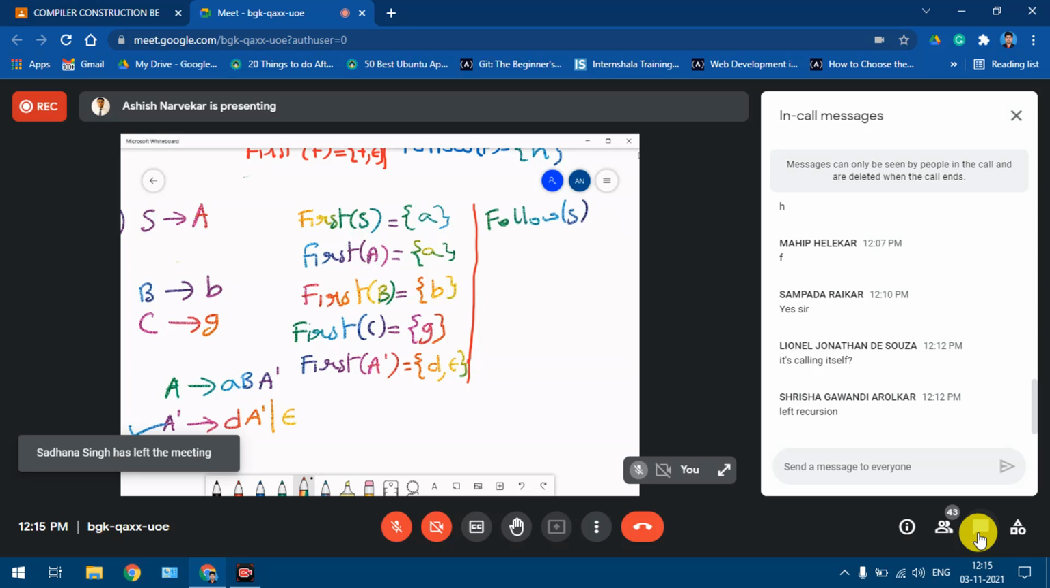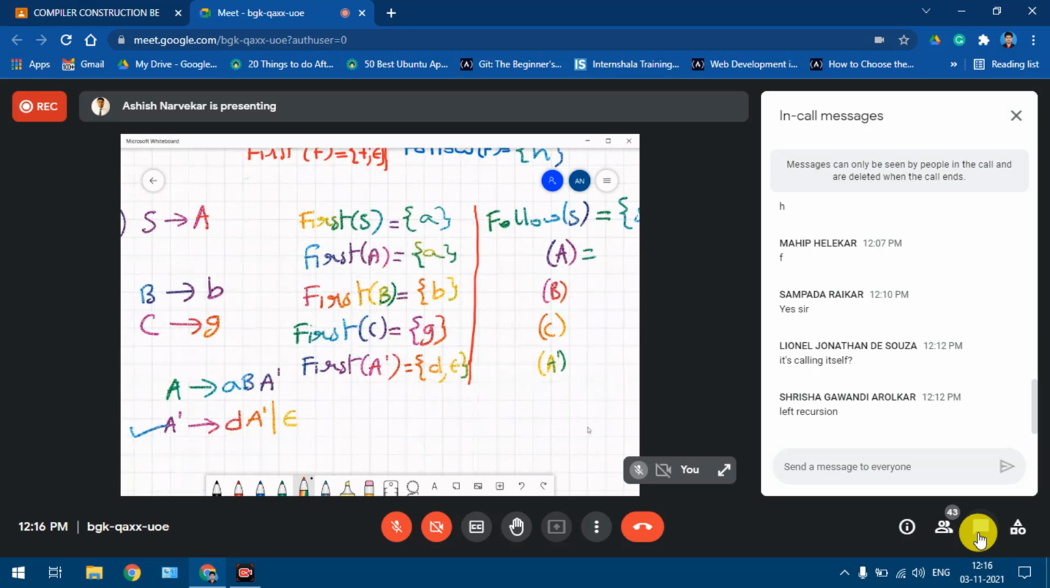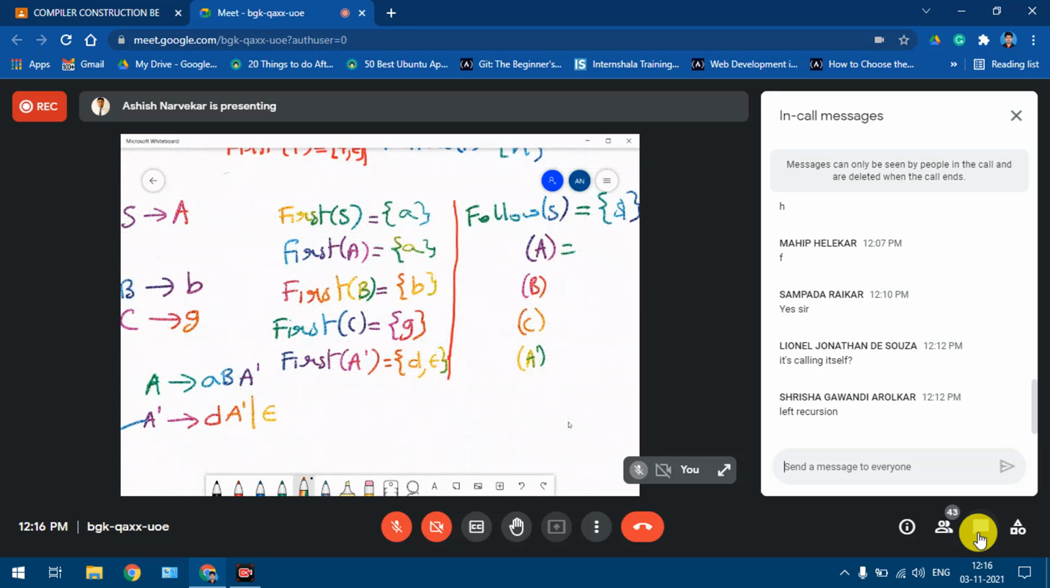So continuing with the follow set for this. Follow of S, I'm just taking a shortcut over here. I'm just writing A, B, C, and A dash, just to save time. So obviously follow of S will be dollar. It does not appear anywhere else, I believe. Follow of A. We can see that A appears only in the first production, S derives A. So the follow of A will be equal to dollar.